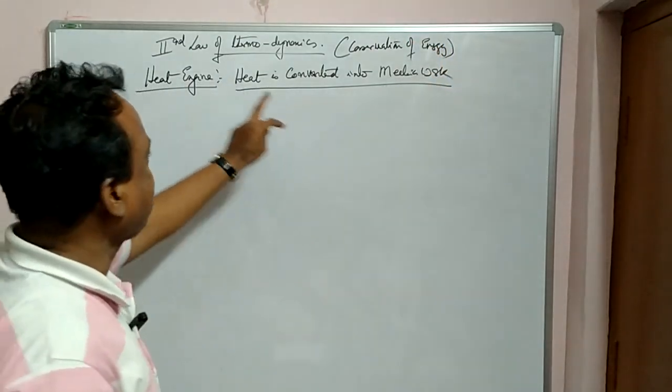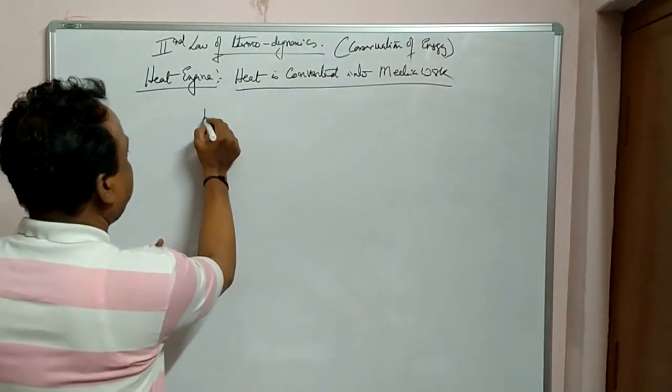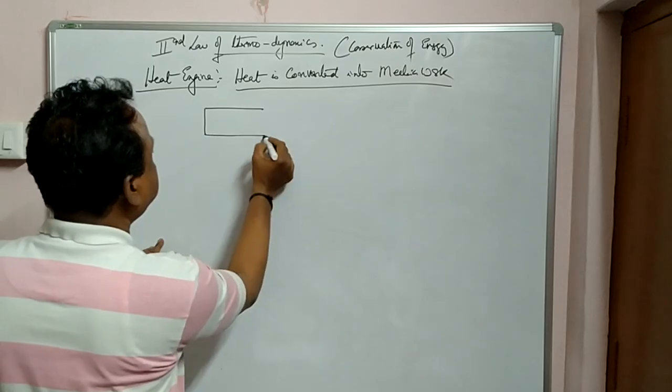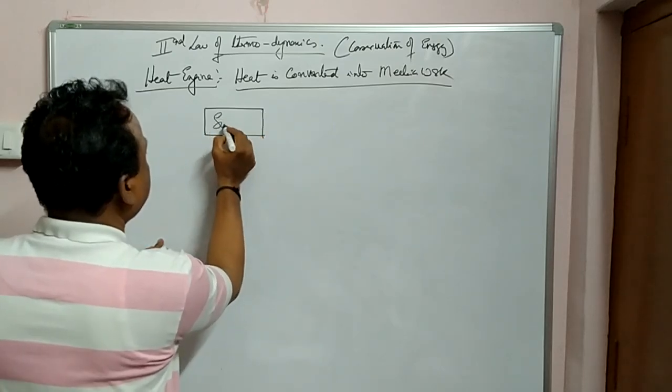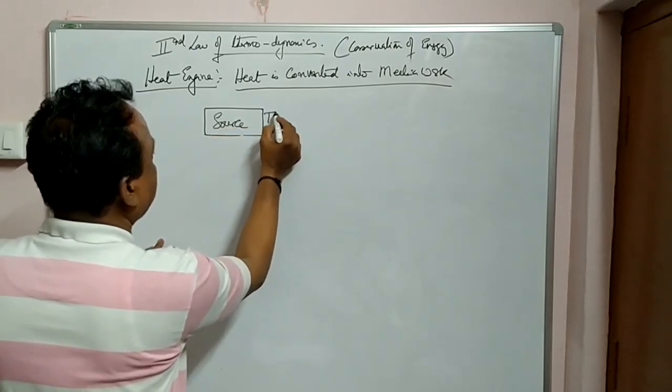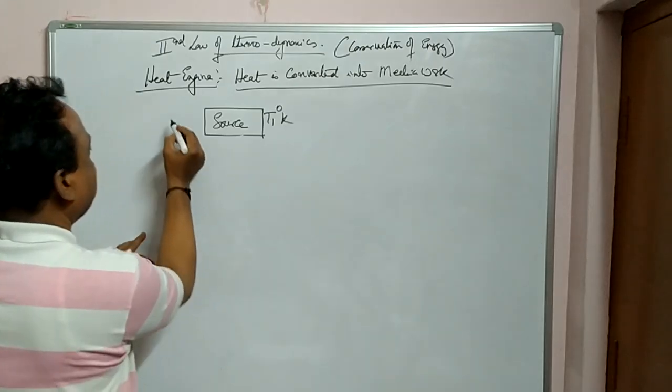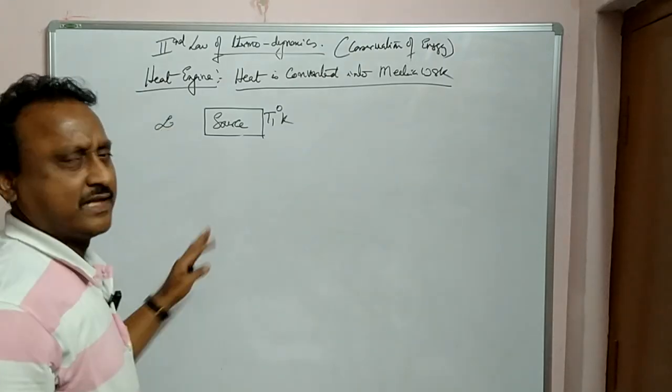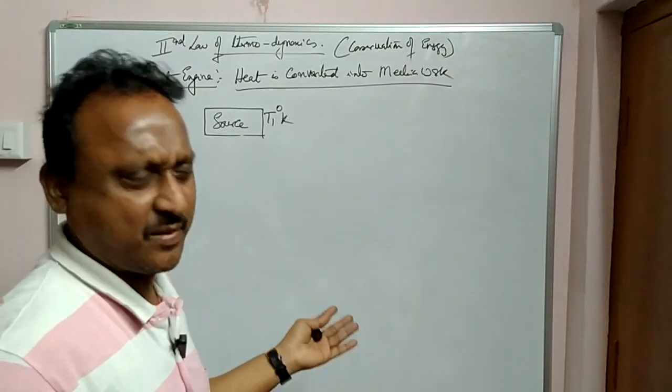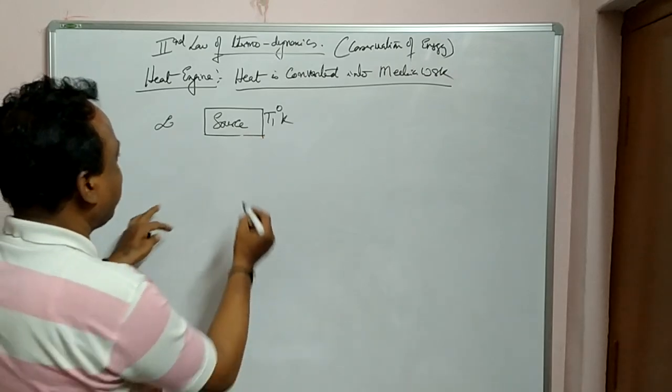Now what is the main function of a heat engine? In a heat engine there is a source. The source will have infinite temperature, nothing can be taken out. Infinite capacity. That is the source at T1 degrees.